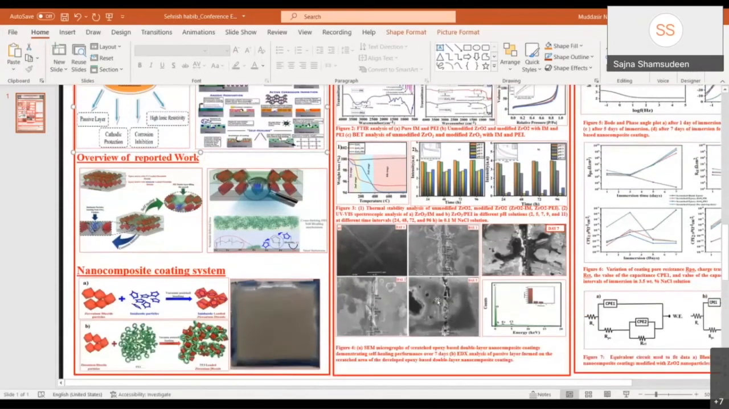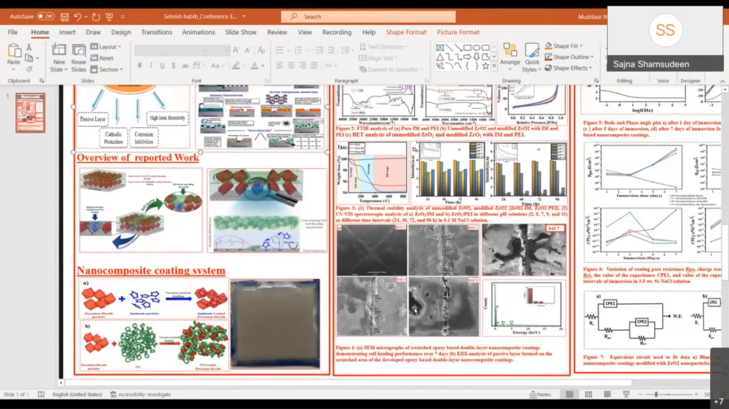SAM analysis was done to study the self-healing process in the coatings. For this purpose, the coating was deposited on the steel substrate, and a scratch was made over it. As soon as the scratch was made, we saw that on day 1 the scratch width was almost 116 nanometers.